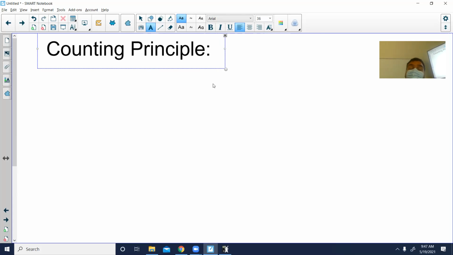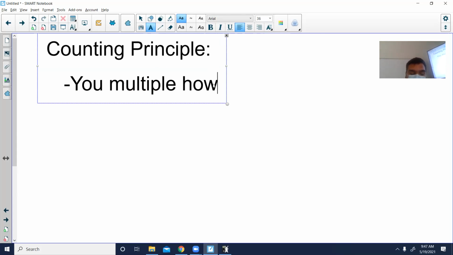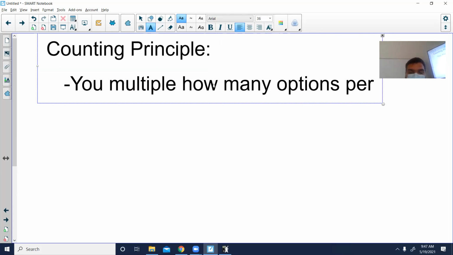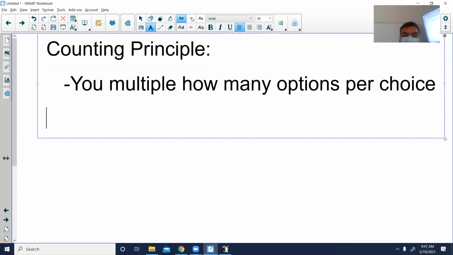All right. So counting principle. So this kind of is related to it. You multiply how many options per choice. And I'll put an example right underneath.